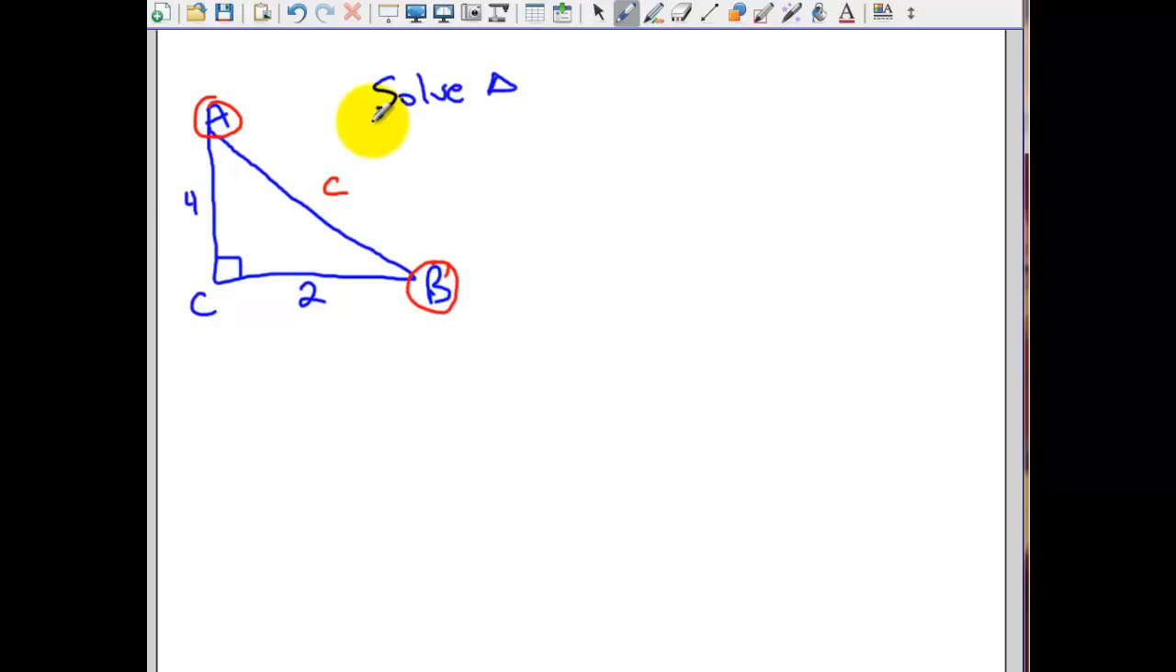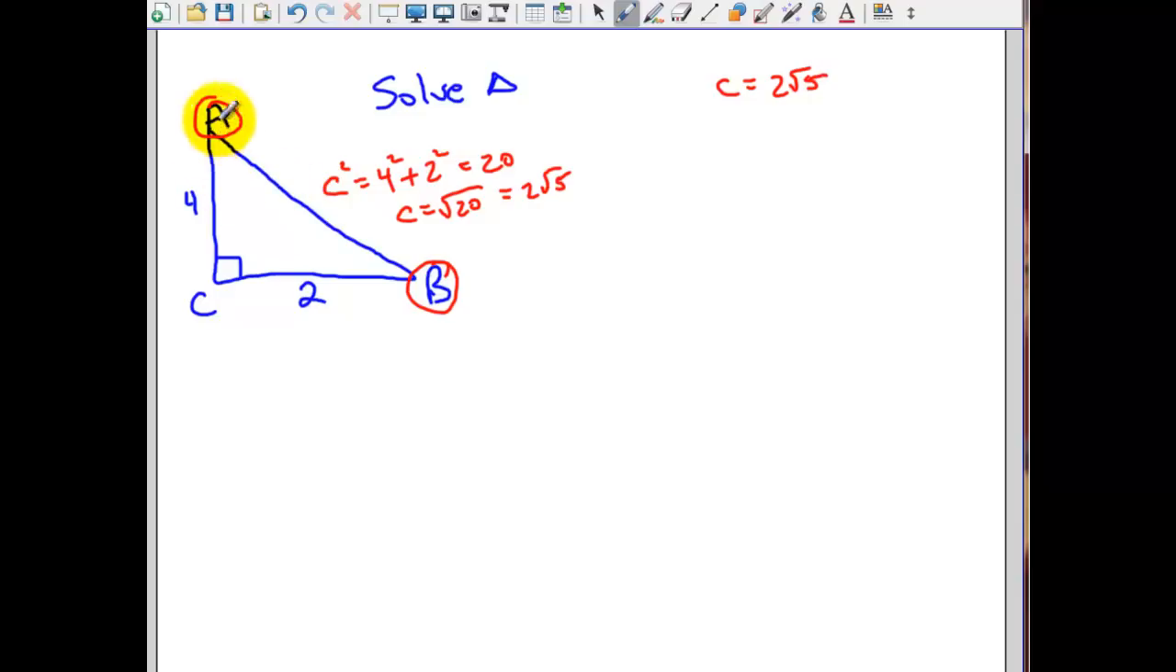We could find side C by doing the Pythagorean theorem, so that's going to be C squared is going to be 4 squared plus 2 squared, which is 20. So C is going to be the square root of 20, which is 2 radical 5 in radical notation. So we've already found little c. But we don't have enough information here to find the angle. However, we can use the inverse trig function.